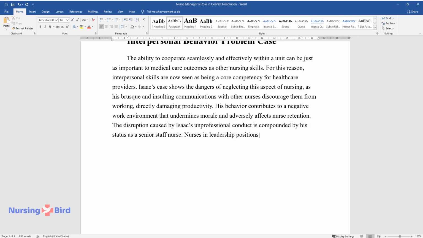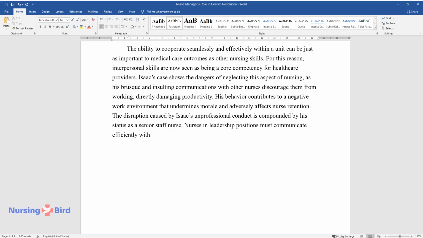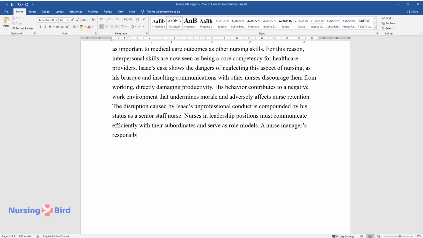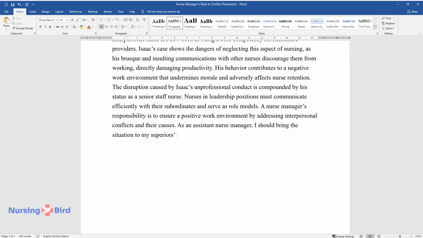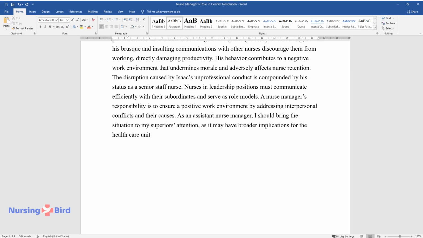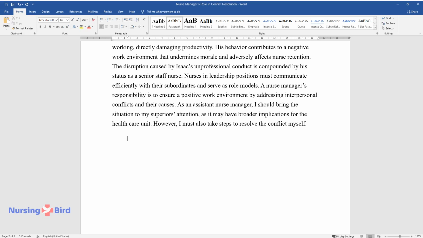Nurses in leadership positions must communicate efficiently with their subordinates and serve as role models. A nurse manager's responsibility is to ensure a positive work environment by addressing interpersonal conflicts and their causes. As an assistant nurse manager, I should bring the situation to my superior's attention, as it may have broader implications for the healthcare unit. However, I must also take steps to resolve the conflict myself.